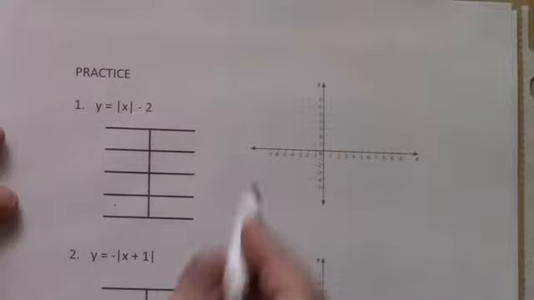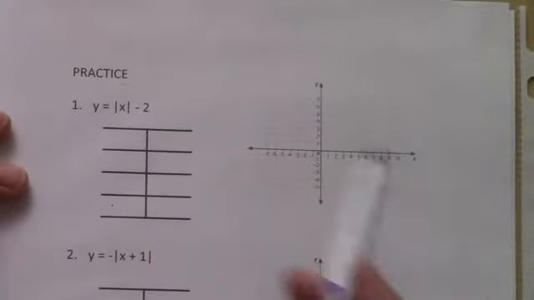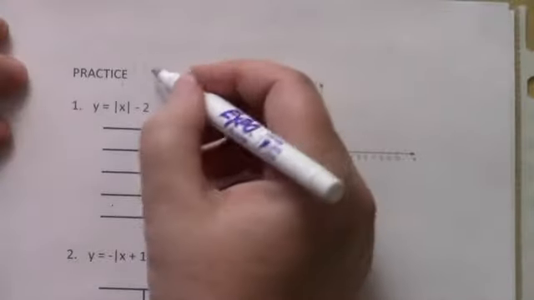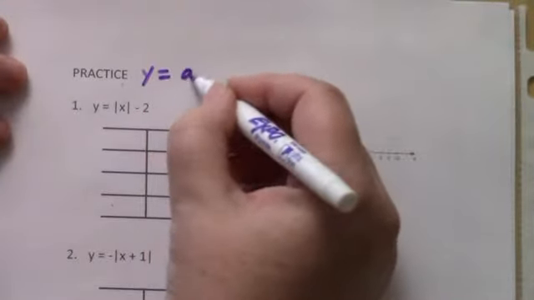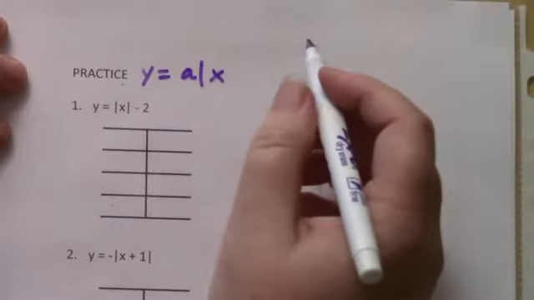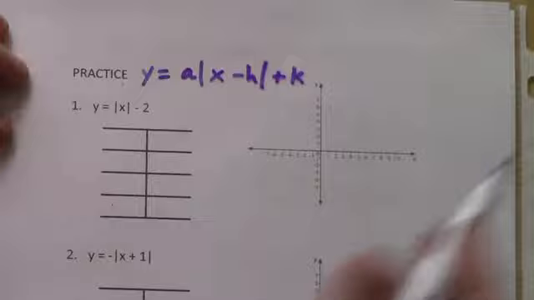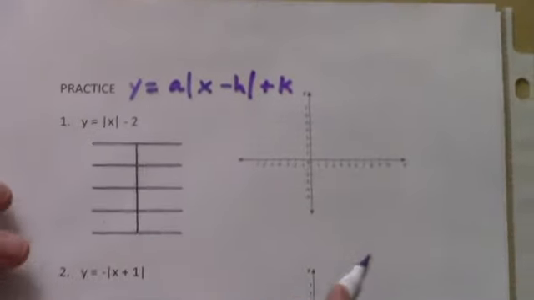So let's do some practicing on how we can shift or translate an absolute value problem. Let's write our formula again so we can take a look at it, and it helps us to remember it: x minus h plus k. Now I'm going to make a note of something here and explain this.